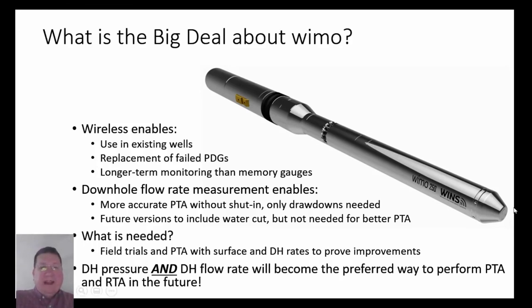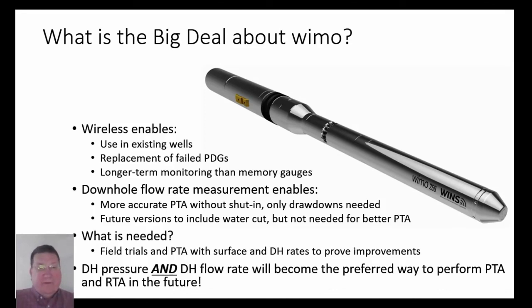The wireless capability enables you to use it in existing wells. You can replace failed PDGs, permanent downhole gauges, and you get longer-term monitoring compared to memory gauges. So it really fills a gap between permanent downhole gauges, which have to be installed at completion and can fail, versus memory gauges, which are relatively short-term, and you don't even know if you're recording the data accurately or not. So downhole flow rate measurement enables more accurate pressure transient analysis without shut-in. Only drawdowns needed. That's a big deal. You can do better PTA without shut-in.